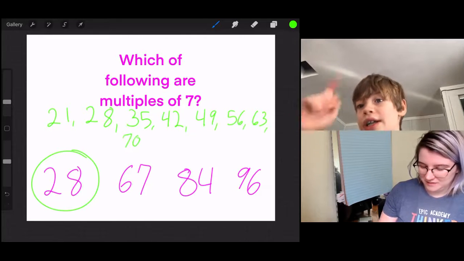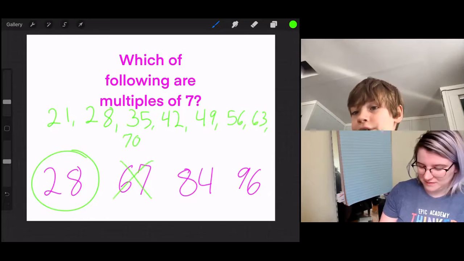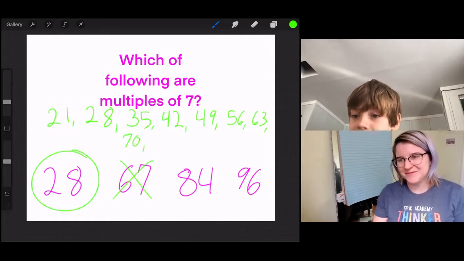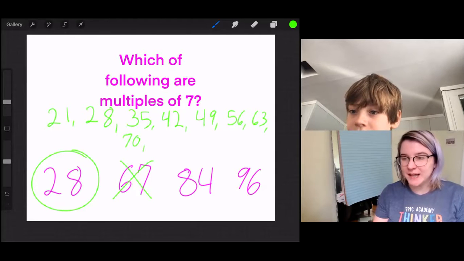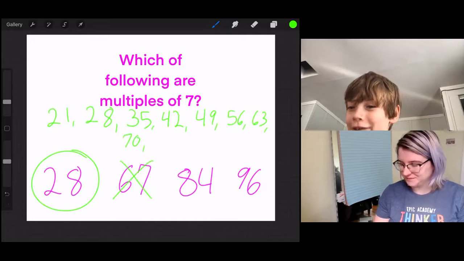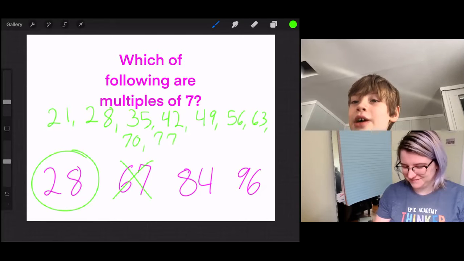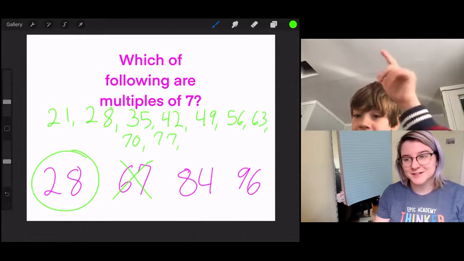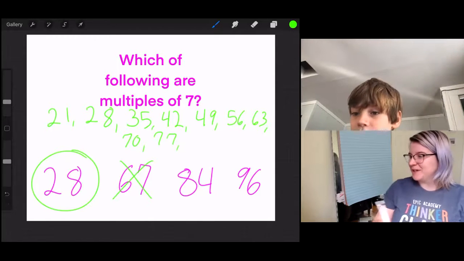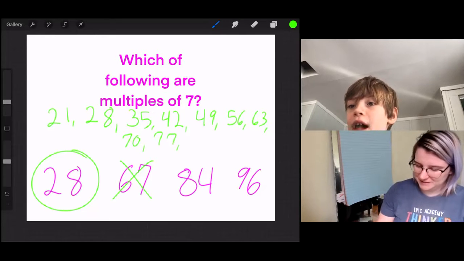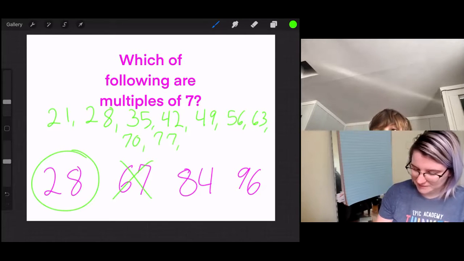So nowhere is 67 in that category. So we can X that out and safely know that that is not a multiple of 7. Very good. What's 7 times 11? 7 times 11 is 77. It's easy with the 11 multiples because you always know that it just repeats that number. Good trick. What's 7 times 12? 7 times 12 is, wait.